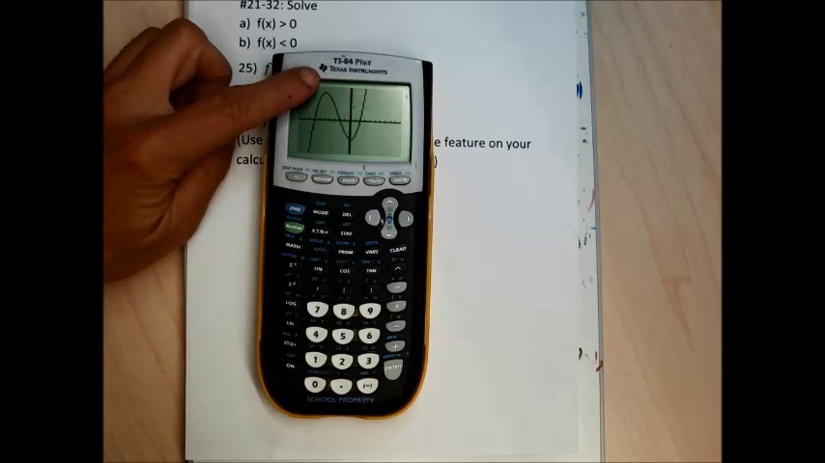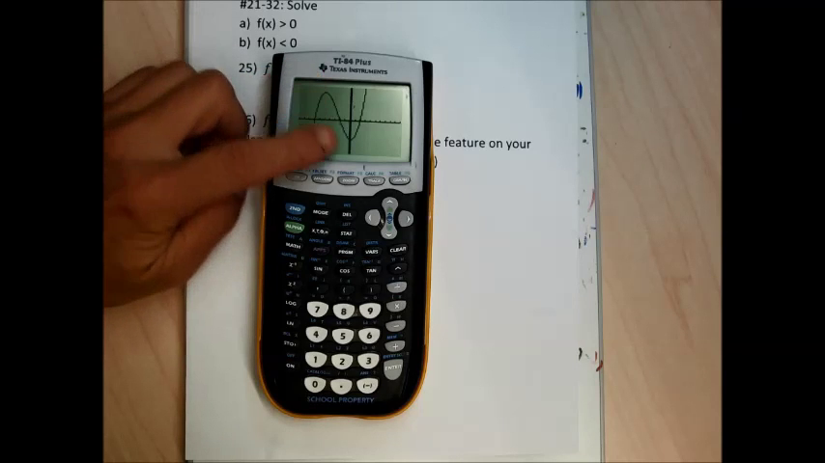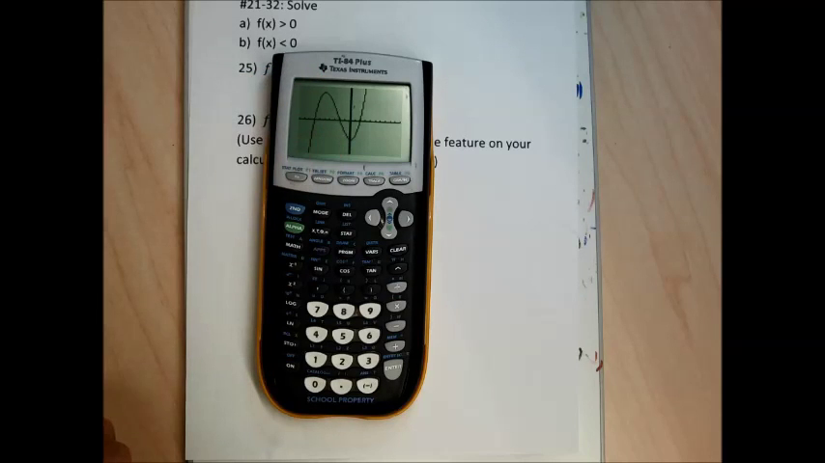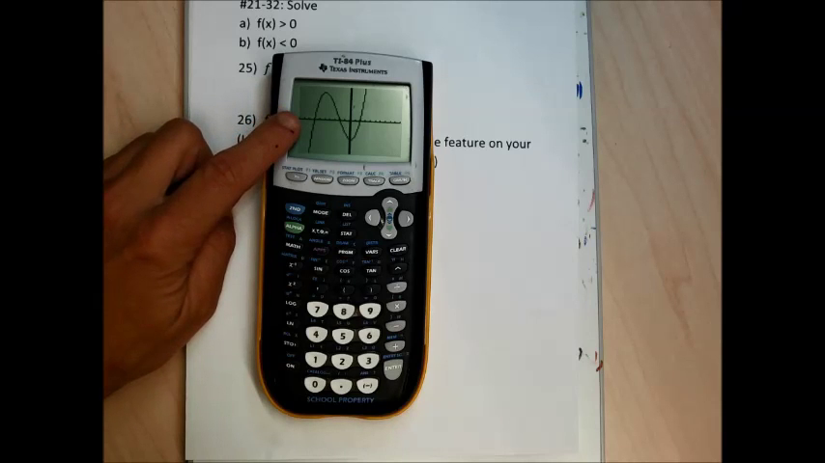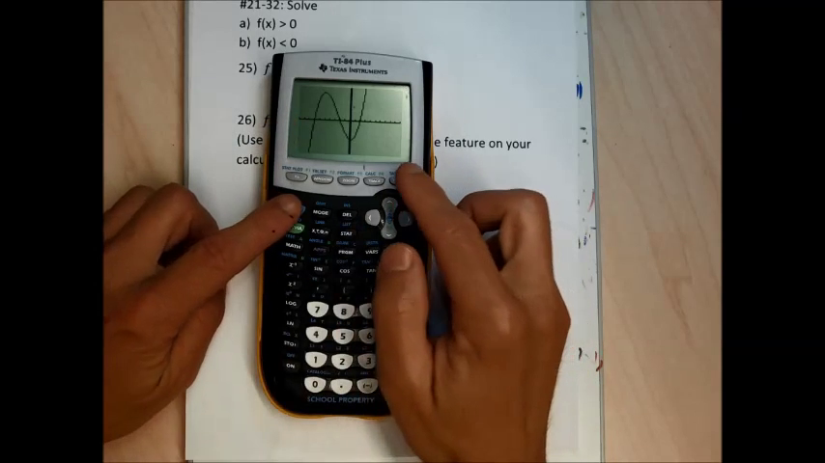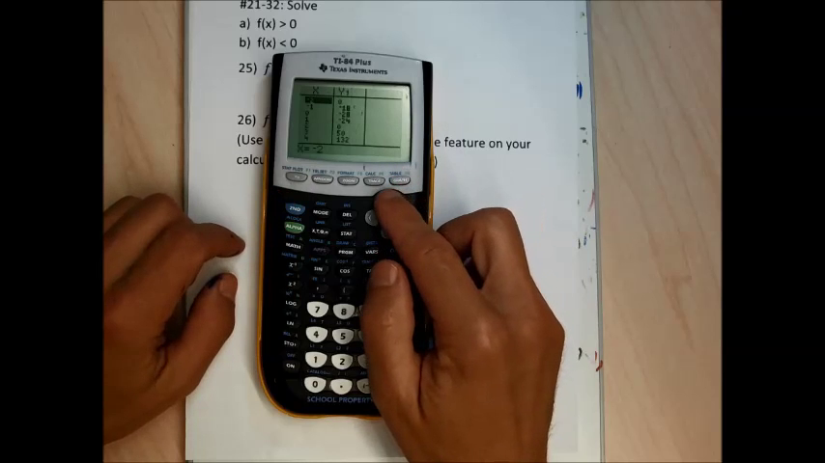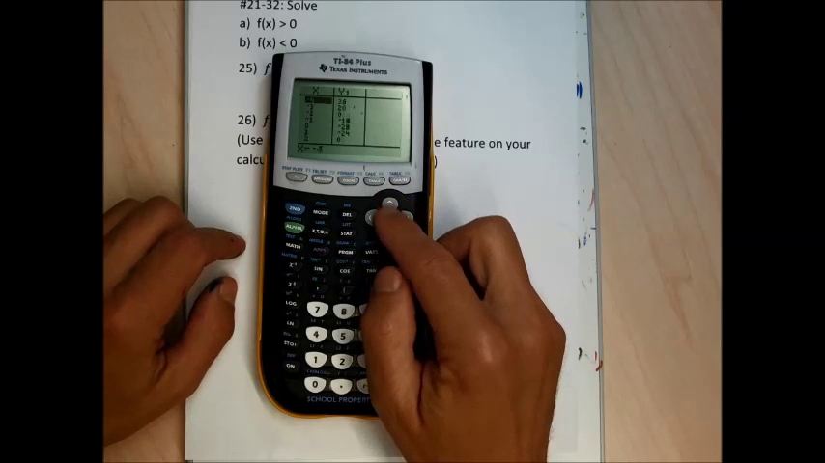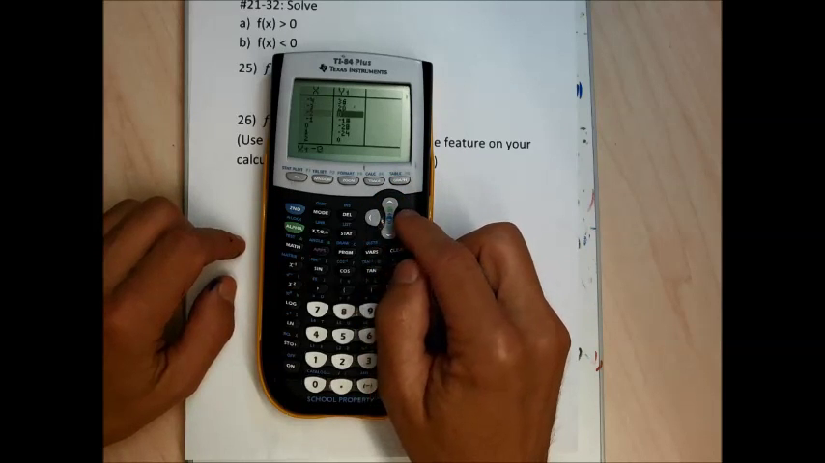If you can't see the top turning point, make the y-max bigger. If you can't see the bottom turning point, make the y-min lower. So this is a graph. I need to know the x-intercepts, and synthetic division is one way to get the x-intercepts. Another way to safely get the x-intercepts is to hit second in table, and any point in the table that has a 0 on the y is an x-intercept.